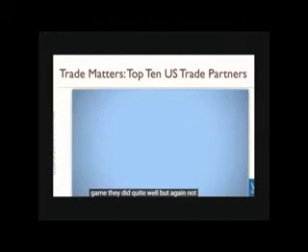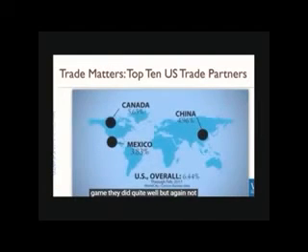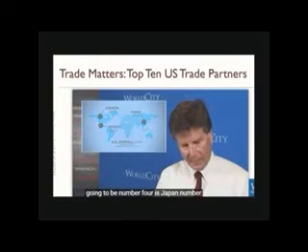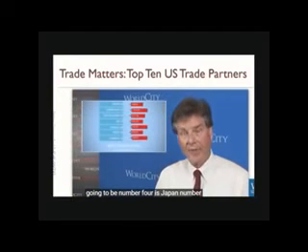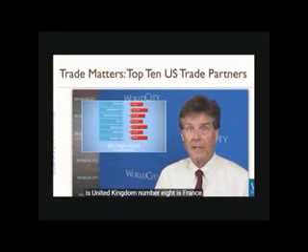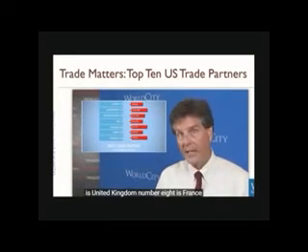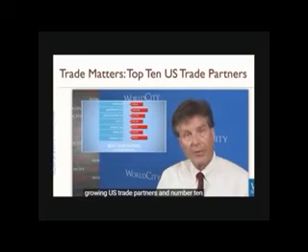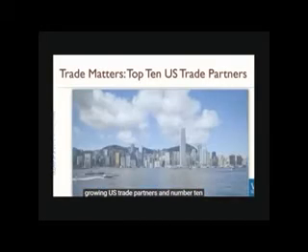trade. They're the big players in this game. They did quite well, but again, not as well as U.S. overall. The next seven are going to be: number 4 is Japan, number 5 is Germany, 6 is South Korea, 7 is United Kingdom, number 8 is France, number 9 is India, one of the fastest growing U.S. trade partners, and number 10 is Taiwan.